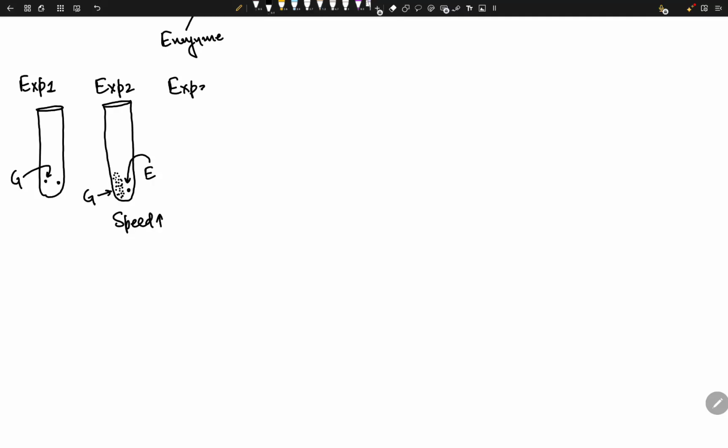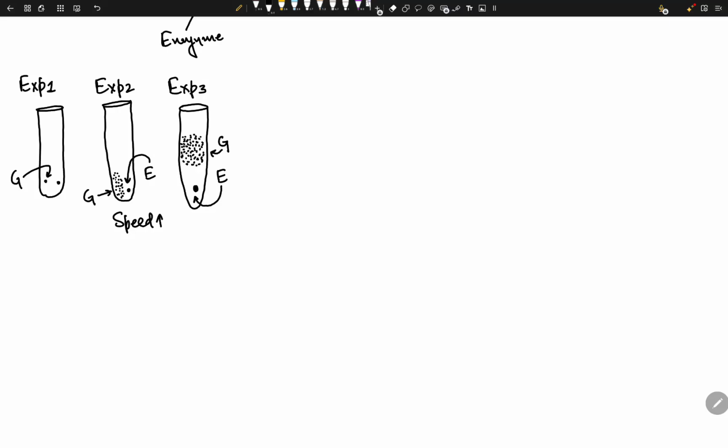In experiment number 3, again, I'm going to make another test tube. Now I'm going to put a huge amount of glucose here, like 200 molecules of glucose. That's the glucose, and that's my enzyme right there, right?